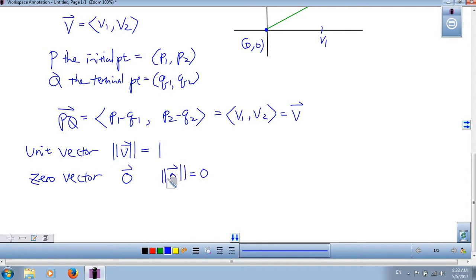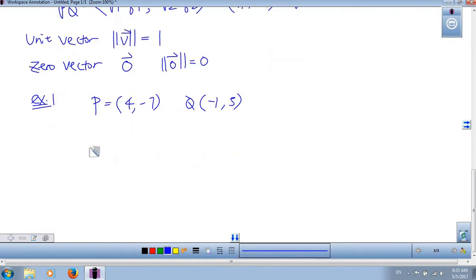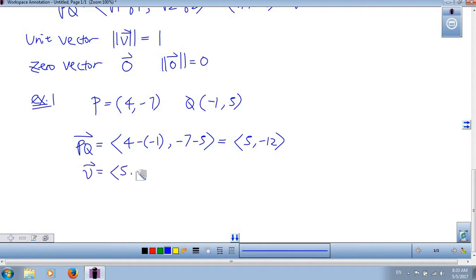Alright, so let's go ahead and try an example here. Let's try example 1. Let's say we have a vector with initial point p at 4, -7, and terminal point q at -1, 5. Let's write this vector in component form. Vector pq would be 4 minus -1, -7 minus 5. So the component form would be 5, -12. Let's set this equal to v equal to 5, -12.